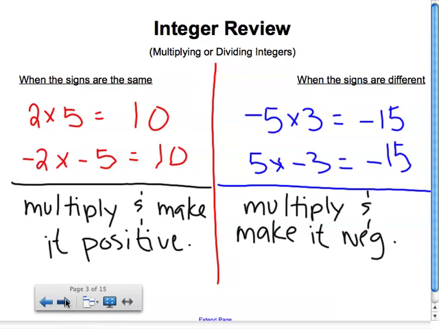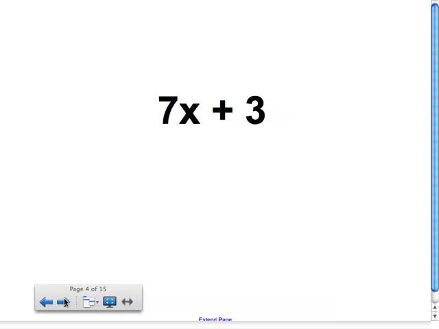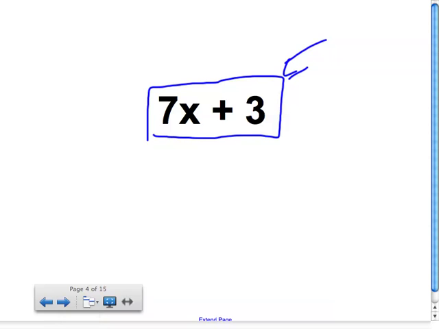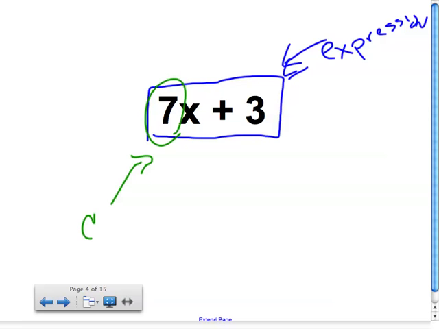Okay. Now that we've reviewed that, I want to talk briefly about what this is. This whole thing, this whole statement right here of 7x plus 3, this whole thing should have been an arrow. Okay. This whole thing is called an expression. What separates this expression from an equation is the equal sign, right? So this is an expression, but let's talk about the 3 things that we see here. This 7 is called your coefficient. It's the number being multiplied by the variable.